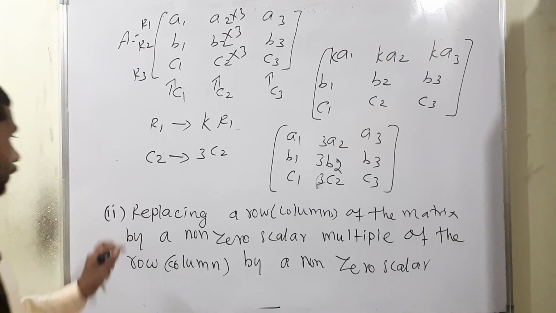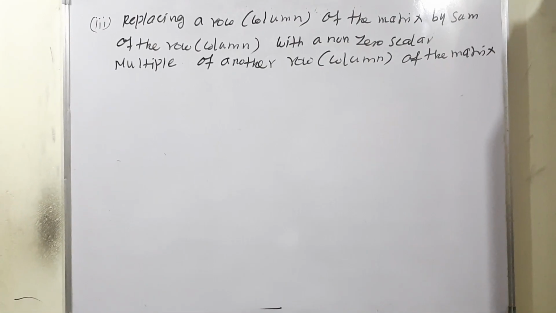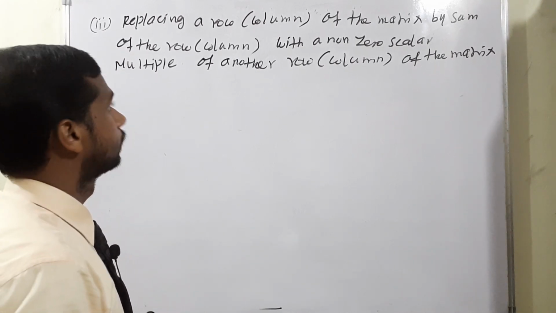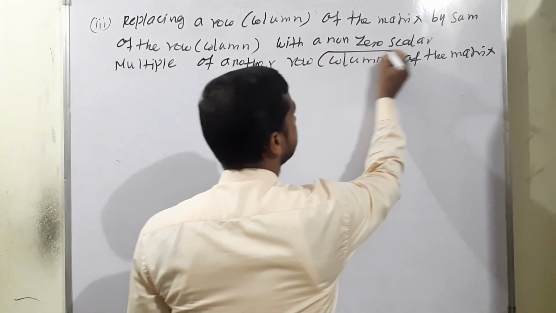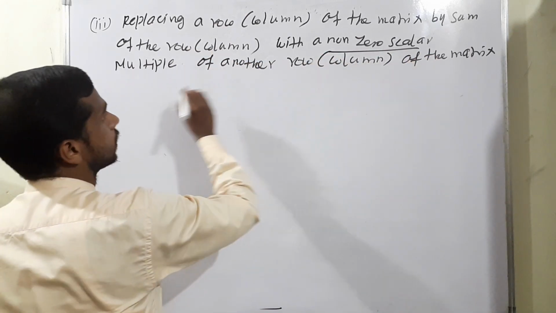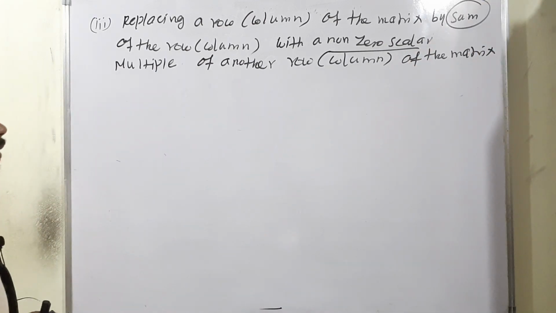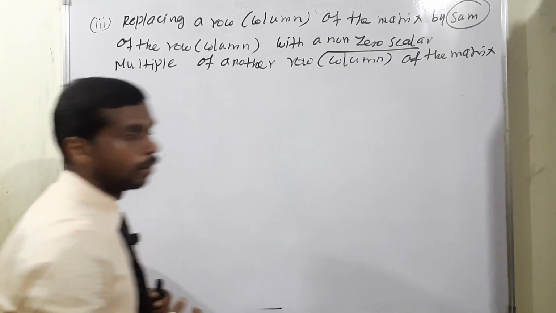I will move on to condition number 3. Condition number 3: replacing a row or column of the matrix by the sum of that row or column with a non-zero scalar multiple of another row or column of the matrix. Listen, this is an important condition.